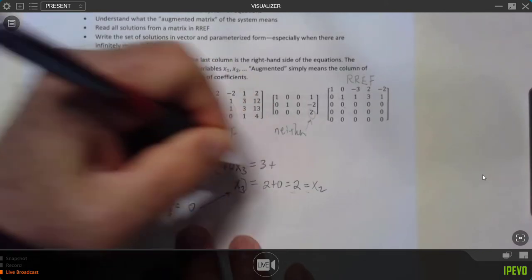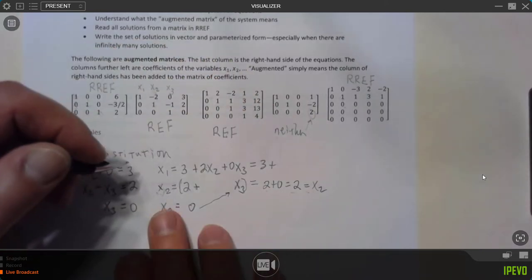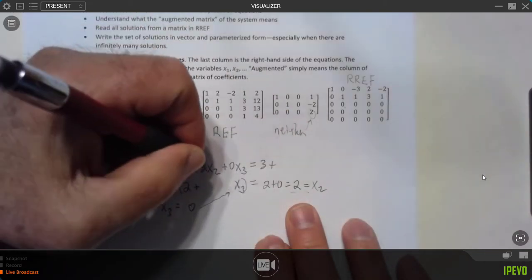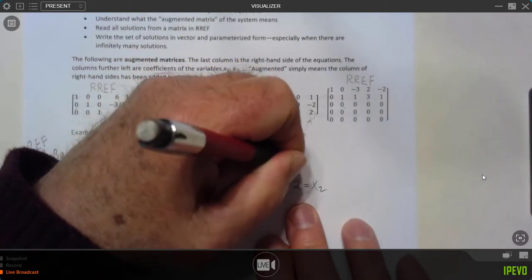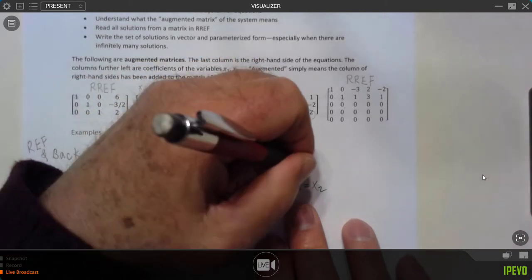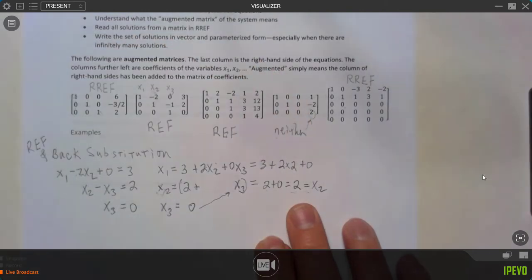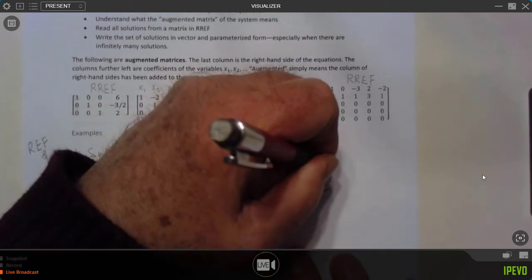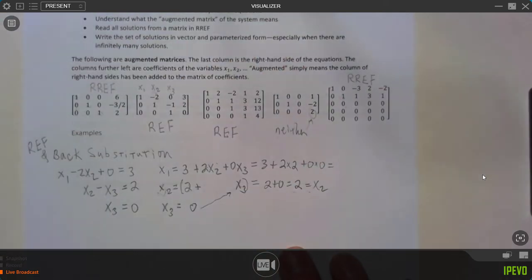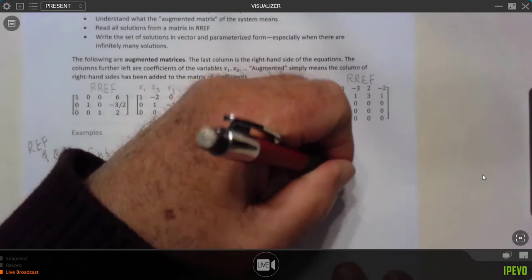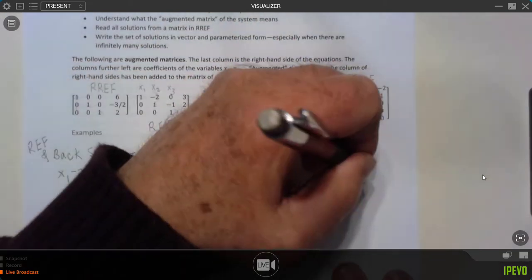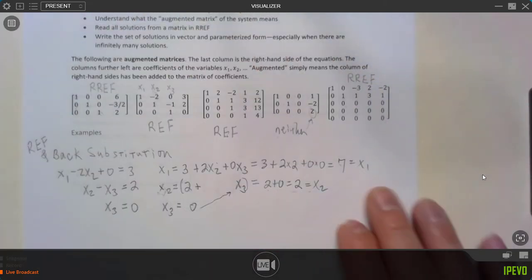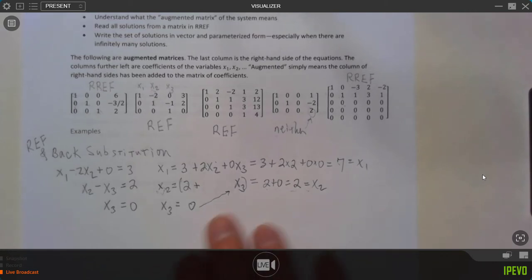3 plus 2 times x2. Well, x2 is a 2. 2 times 2, plus 0 times x3. That is, well, x3 is 0 as well. So we have 3 plus 4 is 7. So our solution is x1 equals 7, x2 equals 2, and x3 equals 0.